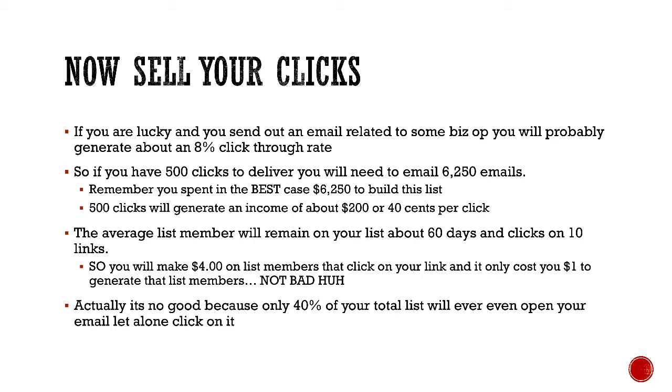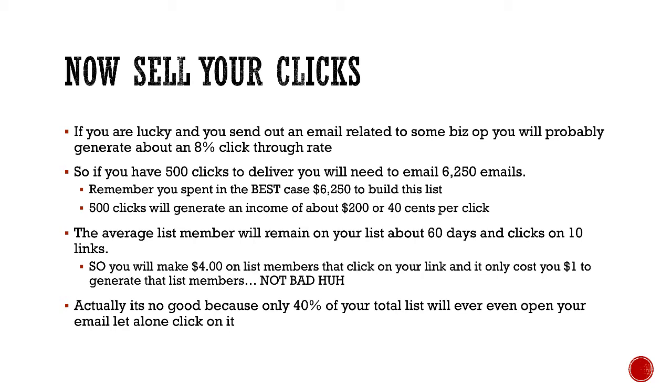Now, you might have made money in the process of building a list, or you might not have. But regardless, let's say you sell 500 clicks, you're going to generate an income of $200, or 40 cents per click. Now, you might get 50, you might get 60. Prices vary in the market.